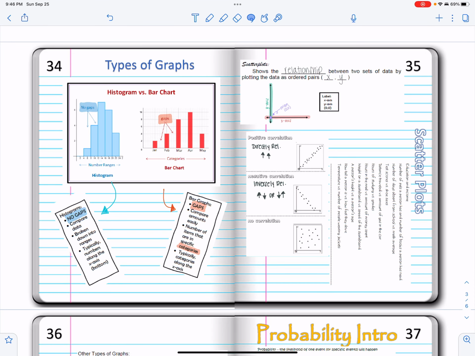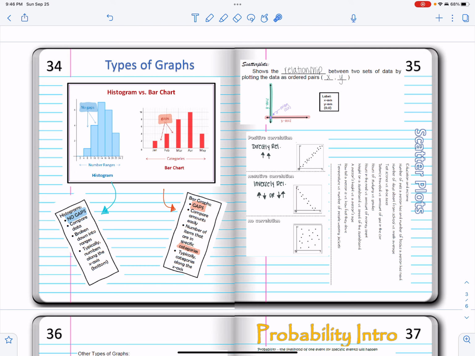Alright guys, so in this video we're going to talk about our last few types of graphs. We mentioned histograms versus bar graphs in the last class, and now our second type of graph is going to be scatter plots. Scatter plots are really important because they show the relationship between two sets of data. The reason they show the relationship is because I plot these on an XY coordinate.